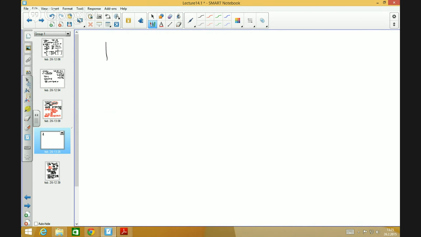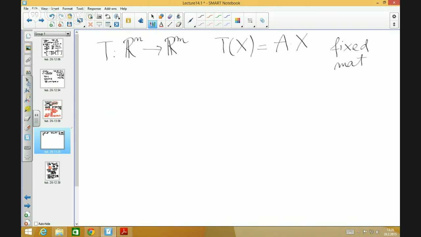Okay, so suppose somebody gives us a linear transformation, a matrix transformation from Rn to Rm. T is a matrix transformation, means that T of x is always of the form A times x for some fixed matrix A. Now, what are the dimensions of this matrix, by the way? So how many rows will it have and how many columns?